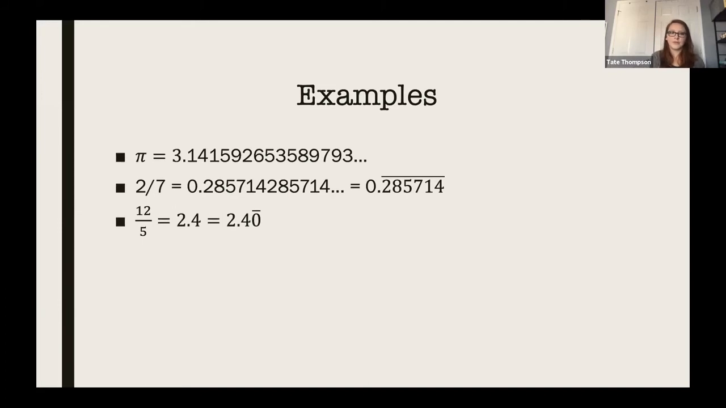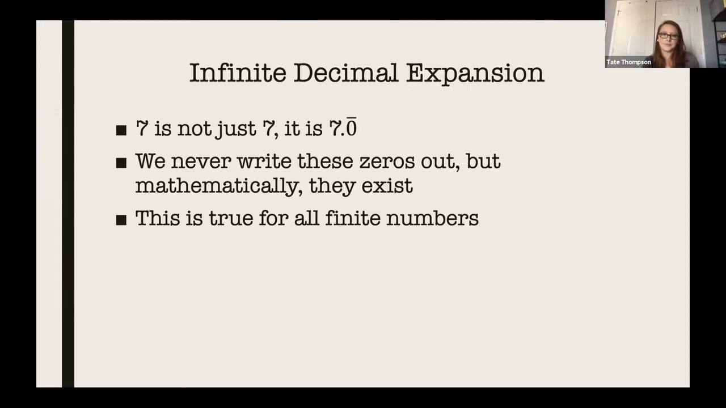So we have some examples, which we know pi goes on infinitely with no repeatable pattern. To contrast that, we have 2/7, which has 6 numbers that repeat on and on forever to infinity. And to contrast both of those, we have 12/5, which we would write in practice as 2.4 to do calculations, but mathematically it equals 2.40 repeating to infinity. So 7 is not equal to just 7. Mathematically, it equals 7.0 to infinity. We never write these zeros out, but mathematically they exist, they're there. And this is true for all finite numbers.